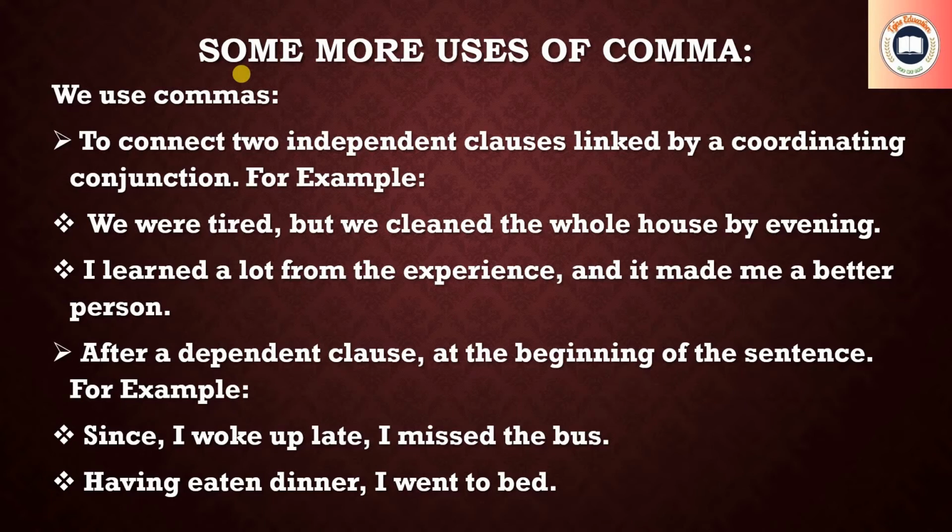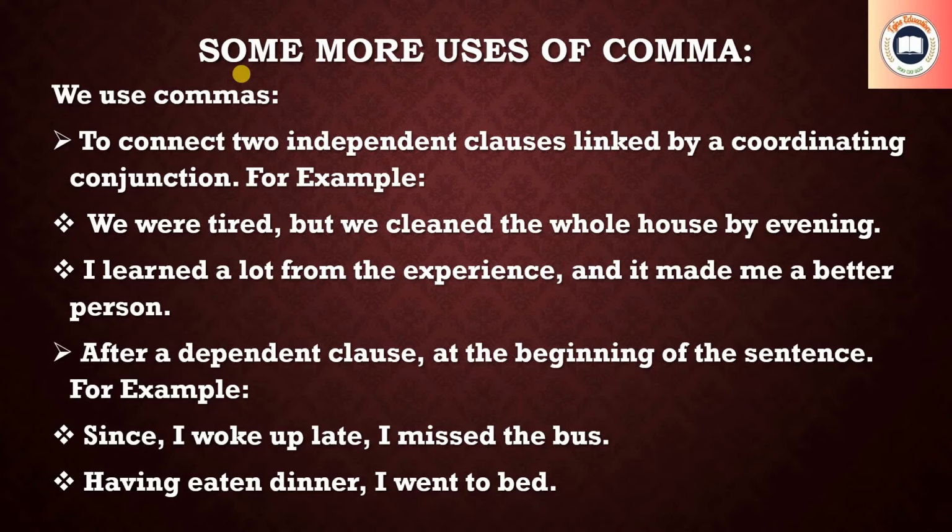So according to the rule, when we connect two independent clauses with a coordinating conjunction, we use a comma before the coordinating conjunction. We have seen two examples. Hope this is understood.